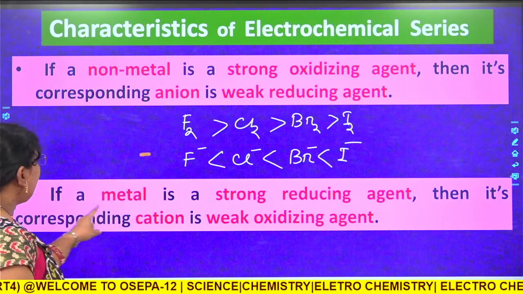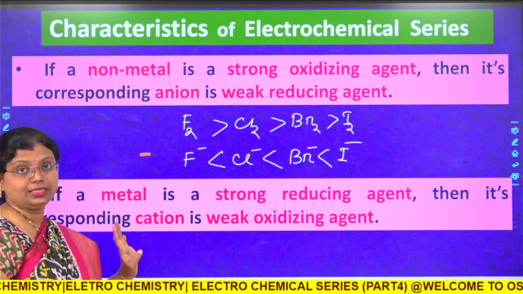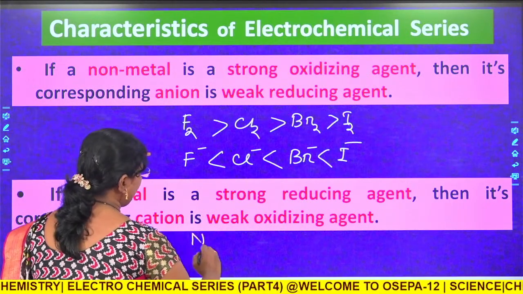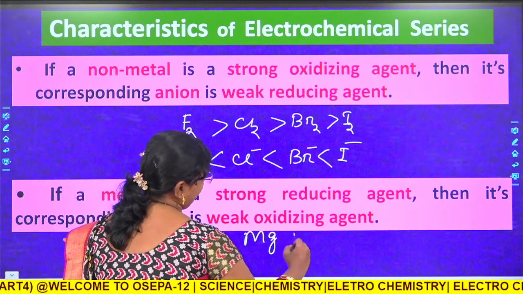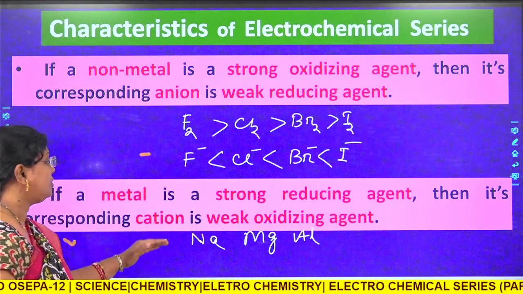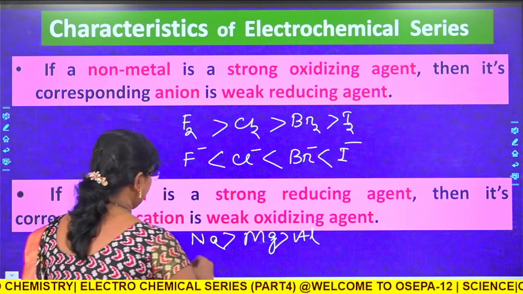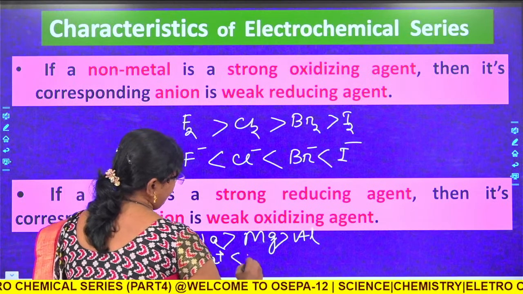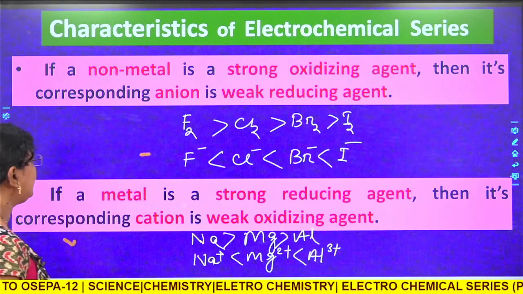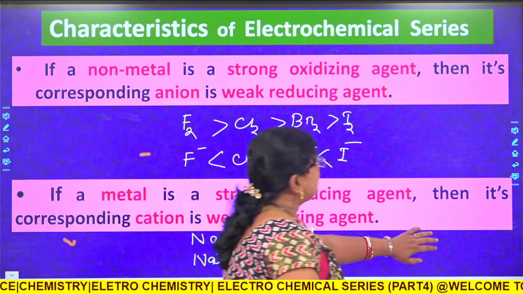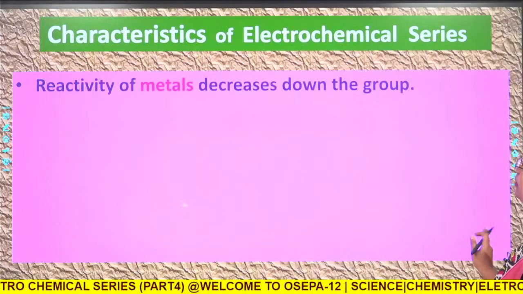Then come to this. If a metal is a strong reducing agent, then what happens to its corresponding ion? Sodium, potassium, magnesium, aluminium. If the reducing power of a metal is more, then that of the corresponding ion will follow the reverse order. That is written in this point. So let us go to the next portion about reactivity.